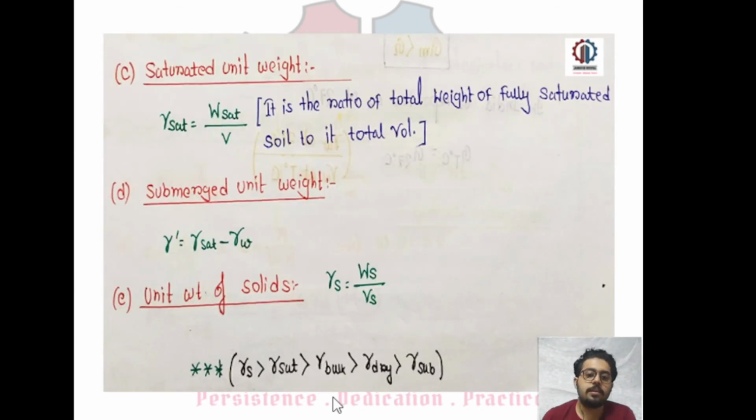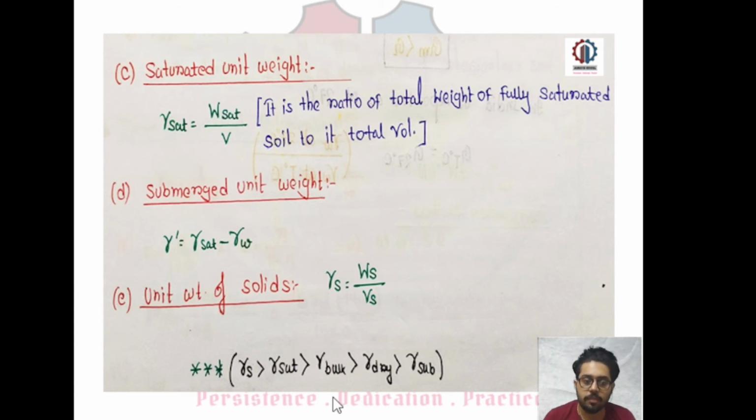Then saturated unit weight. Saturated unit weight is the ratio of saturated weight of the soil by the unit volume of the soil. In case of submerged unit weight, gamma submerged equals the difference between gamma saturated minus unit weight of the water. Gamma submerged, or the submerged unit weight of soil, equals saturated unit weight of soil minus unit weight of water. Now unit weight of soil solids equals weight of soil solids by the volume of soil solids.